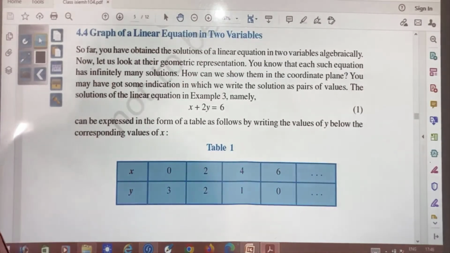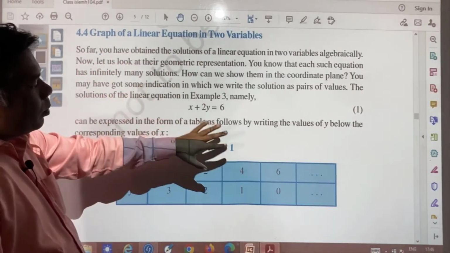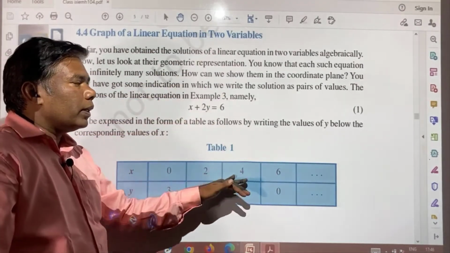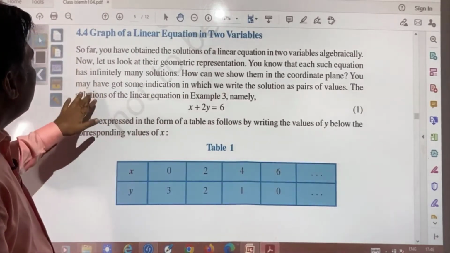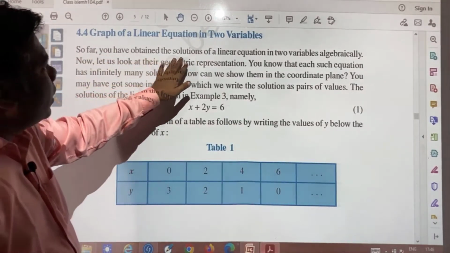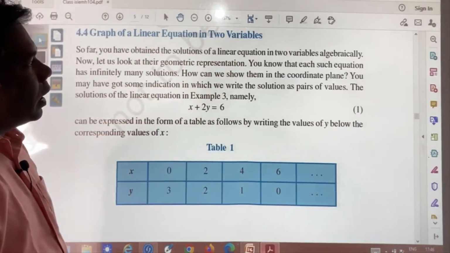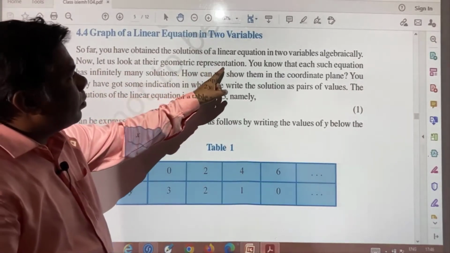Here we have graph of a linear equation in two variables in the NCERT book. Proper explanation has been given. You must go through it by yourself so that you will understand in a better way. Here you see, so far you have obtained the solutions of a linear equation in two variables algebraically. Now let us look at their geometric representation.